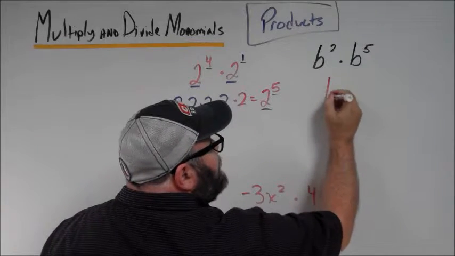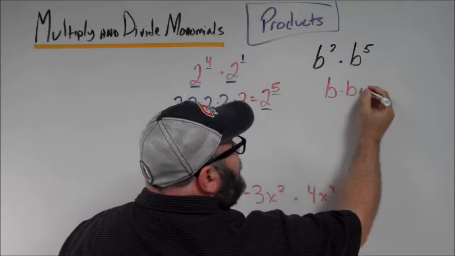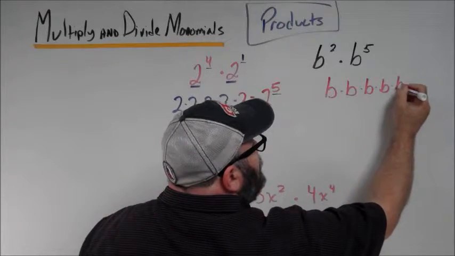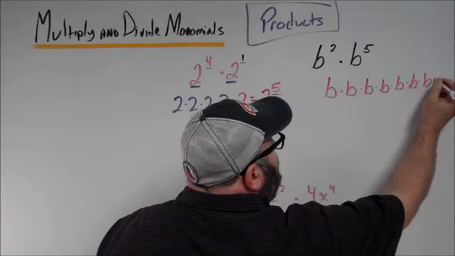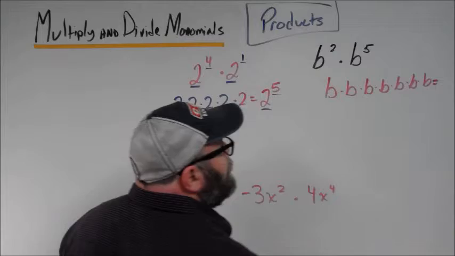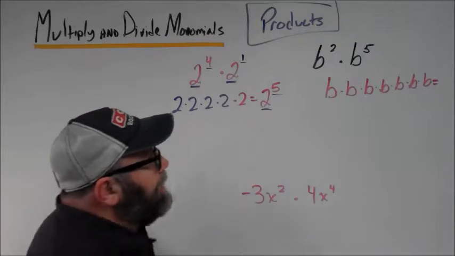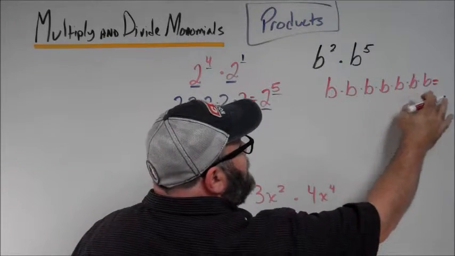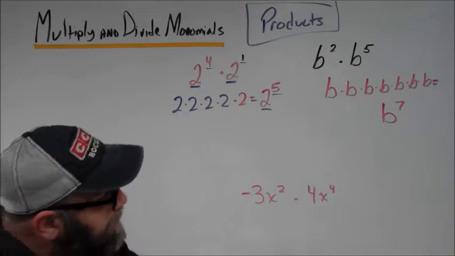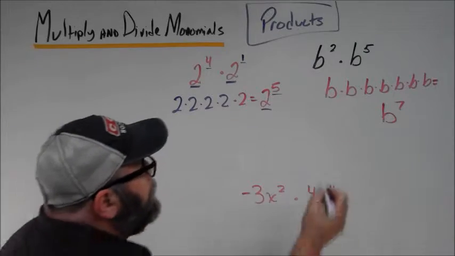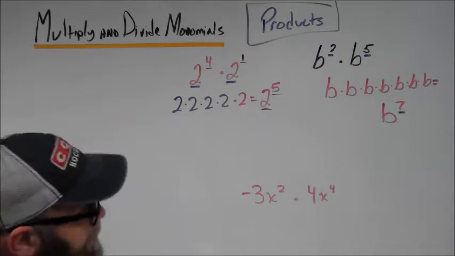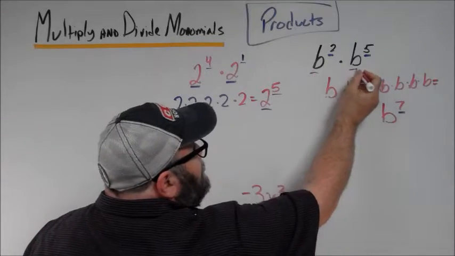Okay? Let's look at it over here. I've got b squared, so that's b times b, and then b to the 5th. 1, 2, 3, 4, 5. So now how many b's do we have? 1, 2, 3, 4, 5, 6, 7. b to the 7th is our answer. Do you notice something here between your exponents and your bases?